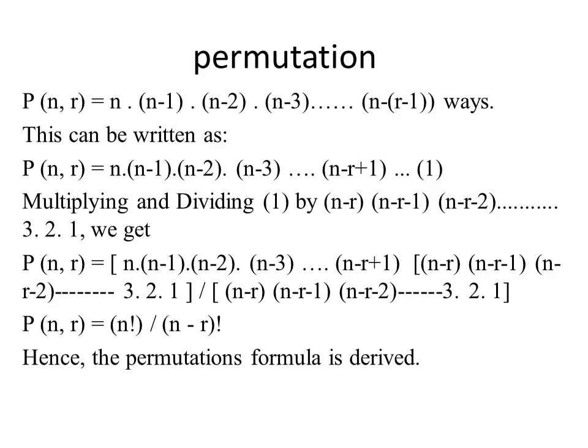n minus 1 into n minus 2 into n minus 3 so on to n minus r plus 1 into n minus r into n minus r minus 1 into n minus r minus 2 so on to 3 into 2 into 1, divided by n minus r into n minus r minus 1 into n minus r minus 2 so on to 3 into 2 into 1. Therefore P of n comma r is equal to n factorial over n minus r factorial. Hence the permutation formula is derived.